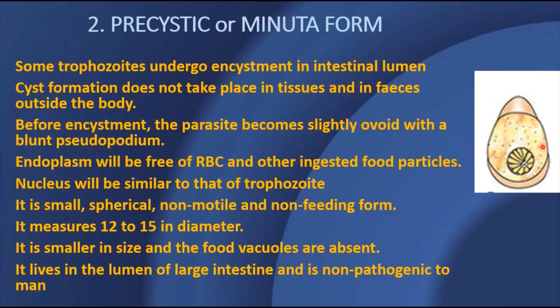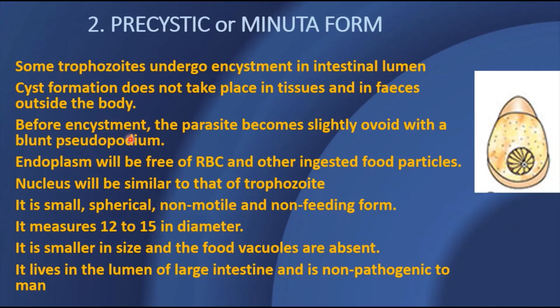So here some trophozoites undergo encystment in the intestinal lumen. Now this cyst formation does not take place in tissues or in feces outside the body. Then where is it occurring? Only in the intestinal lumen, where this precystic form or minuta form is going to occur.